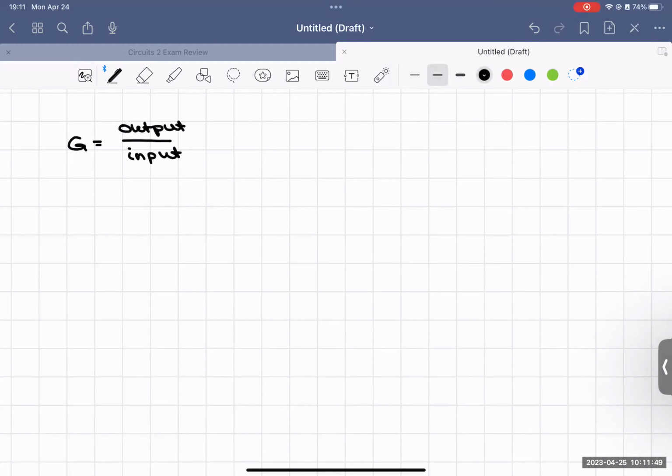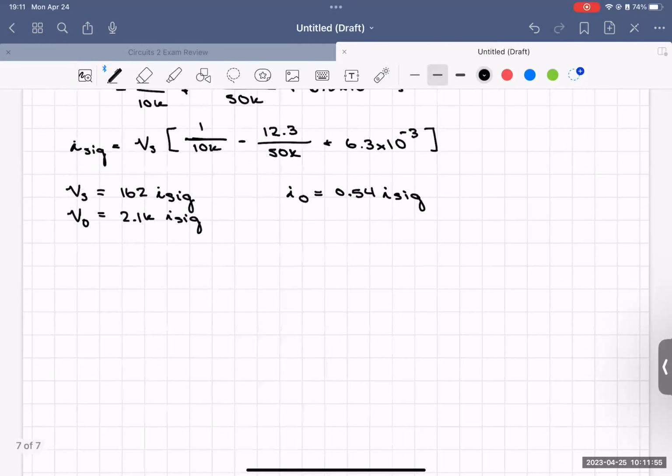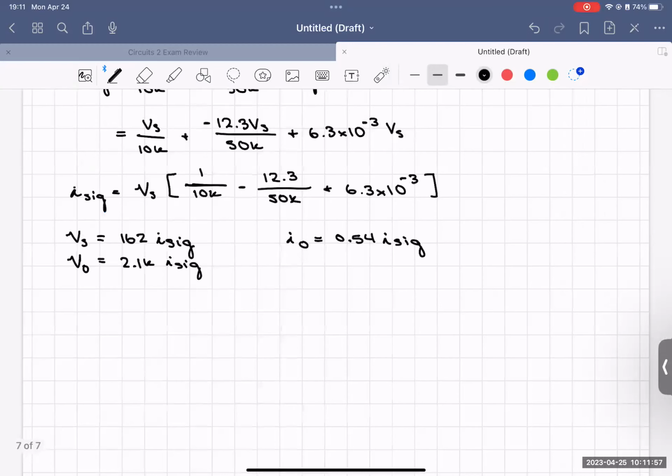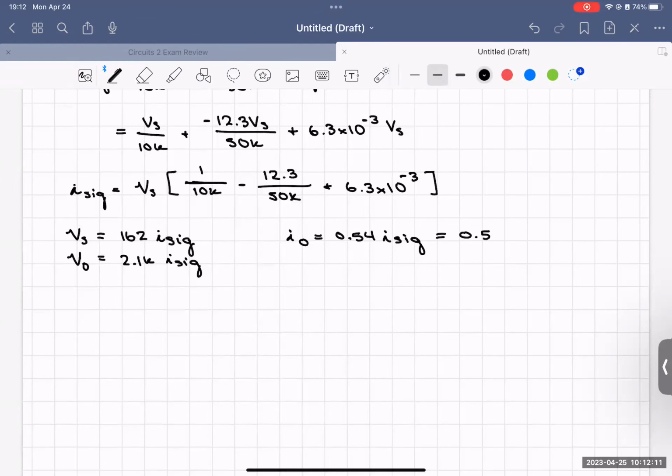Okay, that makes sense. But I guess the thing I'm confused on is the whole thing you were doing. Oh, okay, the IO is just divided by the iSig. Okay, 0.5 is correct per gain. Sorry, I didn't see you solve it, but yeah, that makes sense. Okay, never mind. Thank you.